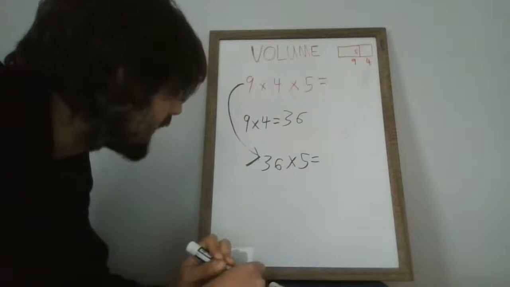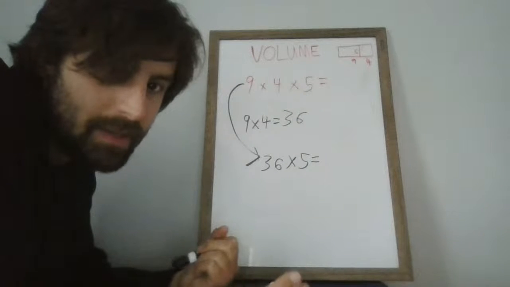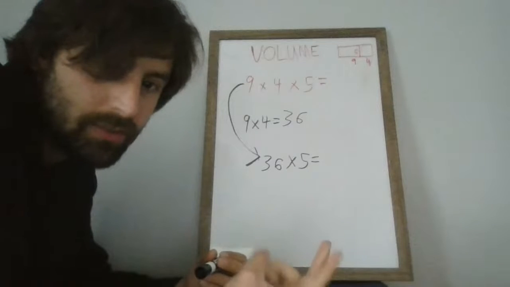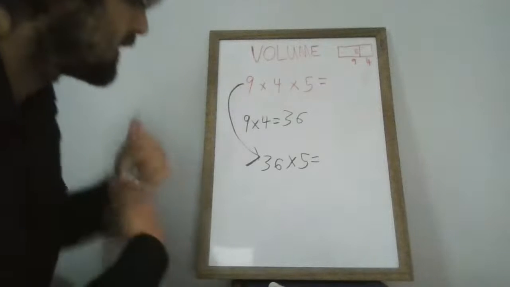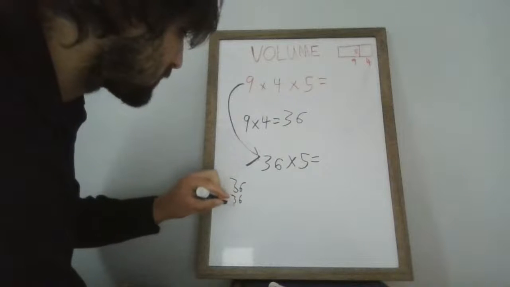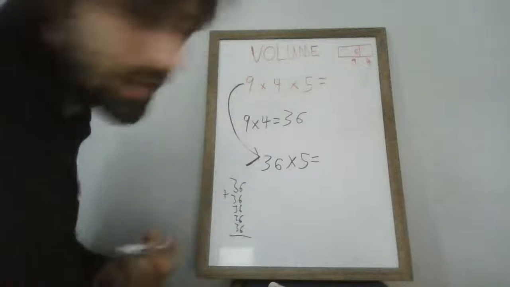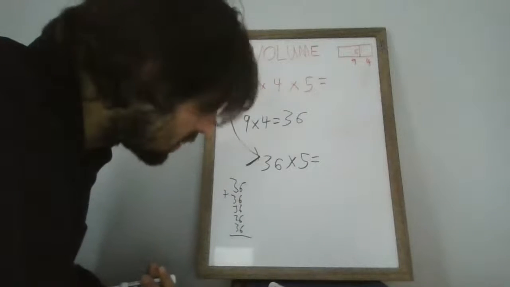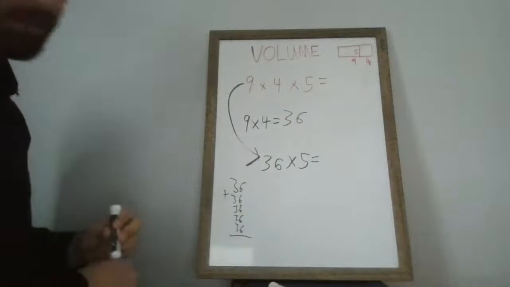Now, we could add up 36 5 times, because 36 times 5 means that we're adding the number 36 5 times. We're adding 36 plus 36 plus 36 plus 36 plus 36. That's all true, but there is a faster way. If we wanted to do with the long row, 36 plus 36 plus 36, we could add 36 5 times and find our answer. And I did that in the previous video. I added the two-digit number 5 times. But there is a much quicker way, and that's what I'm going to go over.